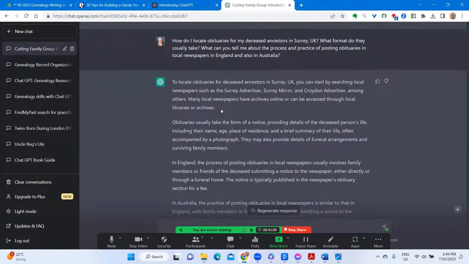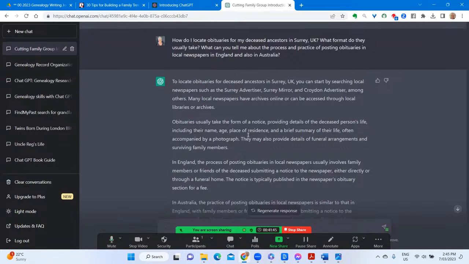To locate obituaries for deceased ancestors in the UK, start by looking in local newspapers such as, and it gives me the names of typical newspapers from the county of Surrey. And then it goes on to tell me what form they usually take, and that is, it provides details of the deceased person's life, including their name, age, place of residence, and a brief summary of their life, often accompanied by a photograph. Sometimes there are details of funeral arrangements and surviving family members.